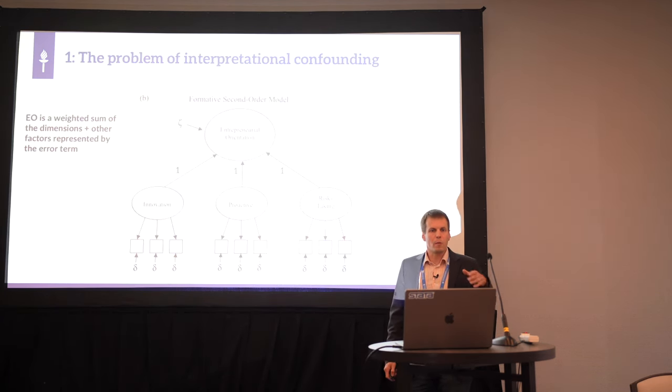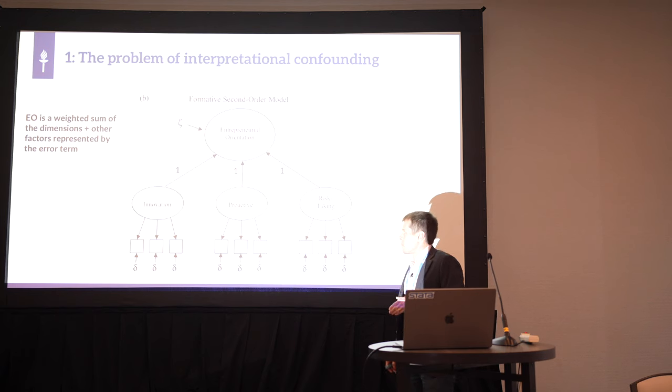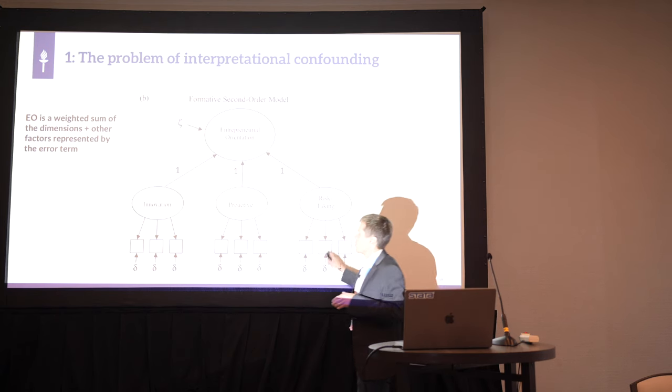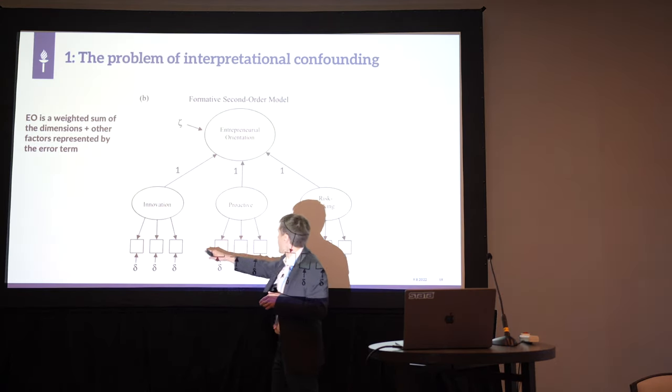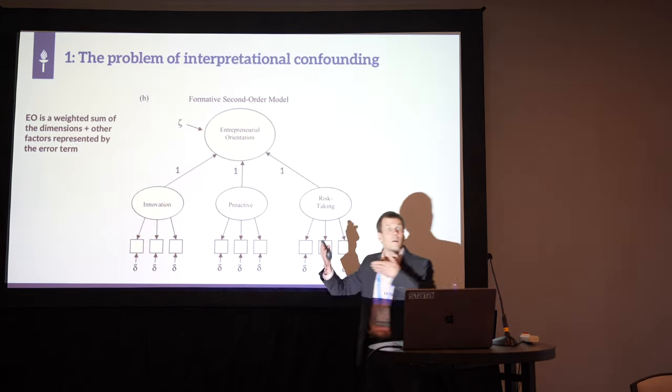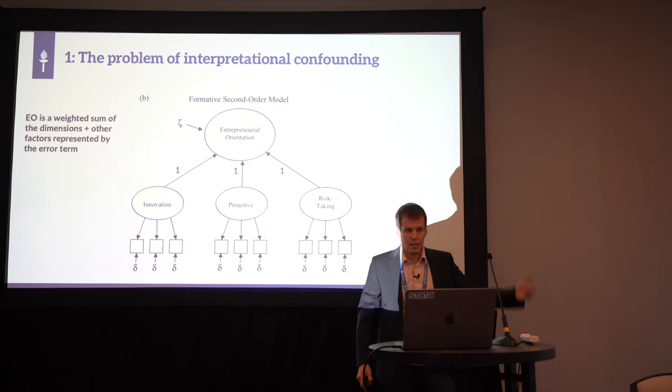Then there's another problem called interpretational confounding. This is discussed in the methodological literature, but it's not discussed in the EO literature. The problem is that when we have this kind of formative model, we estimate these weights, so innovators, proactive, and risk-taking, for each sample, for each study separately.